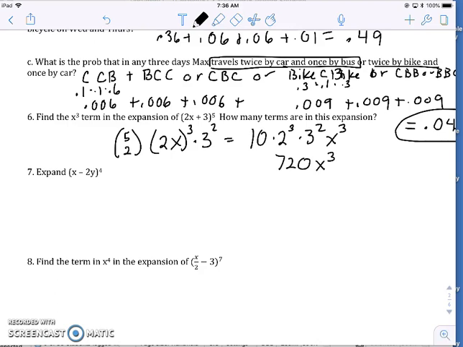Well, how many terms in this expansion? Well, there's going to be 6, because we have x to the fifth, fourth, third, second, first, and then the constant term.